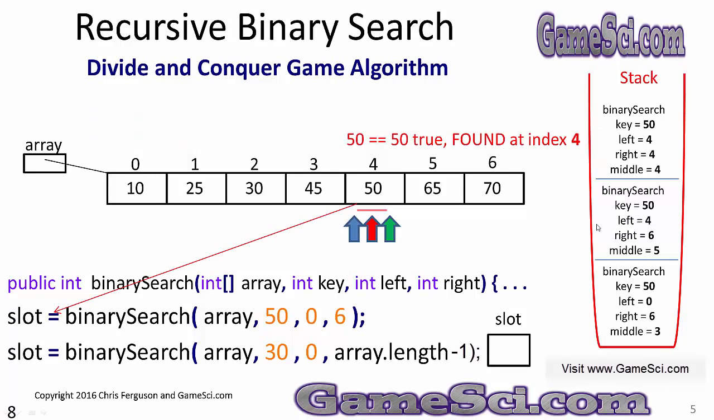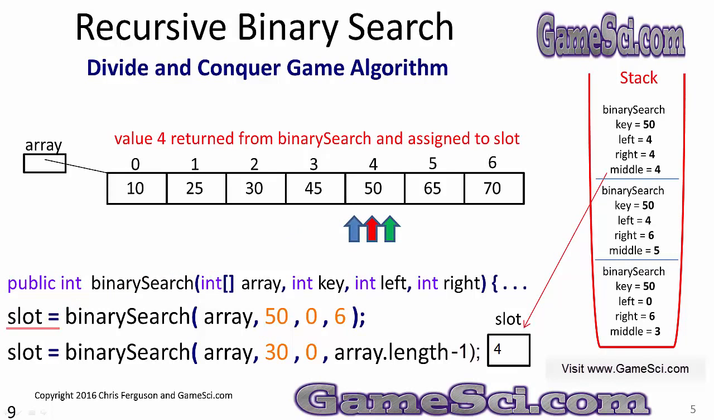This is different. We go to the middle and test it against what we're looking for, and 50 does match 50. Well, we have to be happy now. We were searching for 50 and we found the position of 50. It's at index 4. We need to return the 4 to whoever called binary search to let them know we found 50 at position 4.